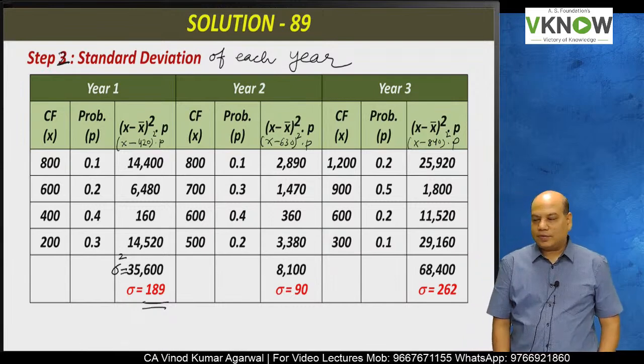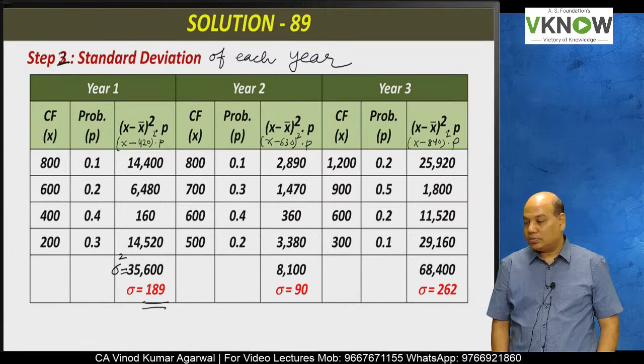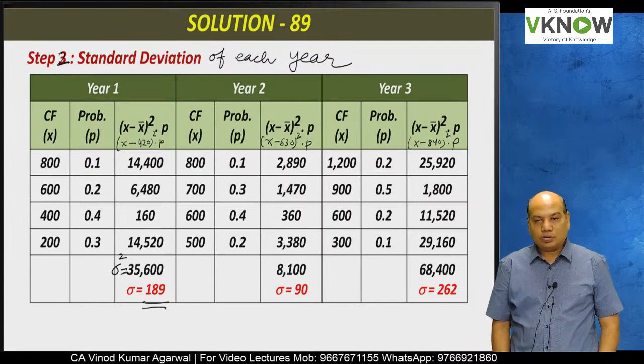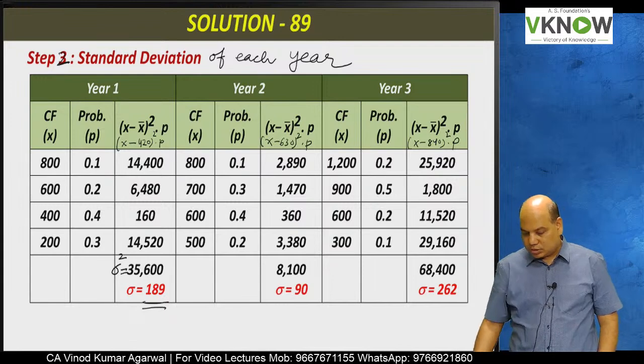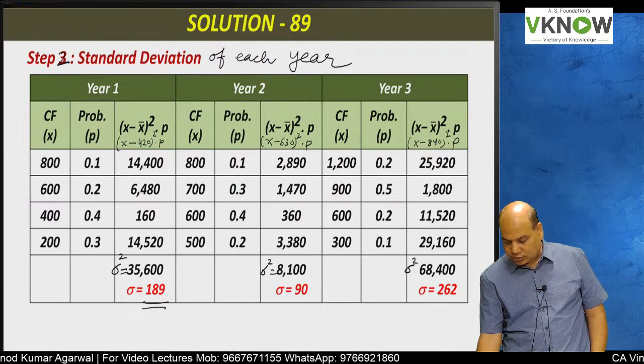Total comes to 68,400. Please check and confirm. 68,400, and the square root 262. Standard deviation is 262. This is sigma square.